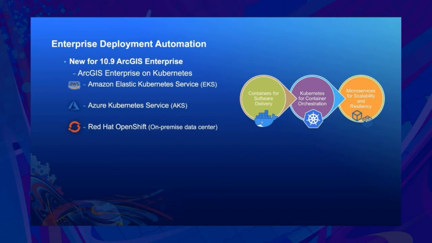This deployment option is by no means a forced replacement for using Windows or Linux, but rather if you know you need a containerized Kubernetes-based version of Enterprise, this could be for you. It's planned at the release date to support Amazon EKS, Microsoft Azure AKS, and the on-premise solution of Red Hat OpenShift.